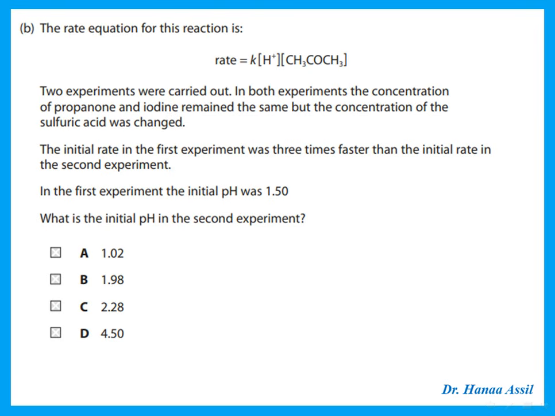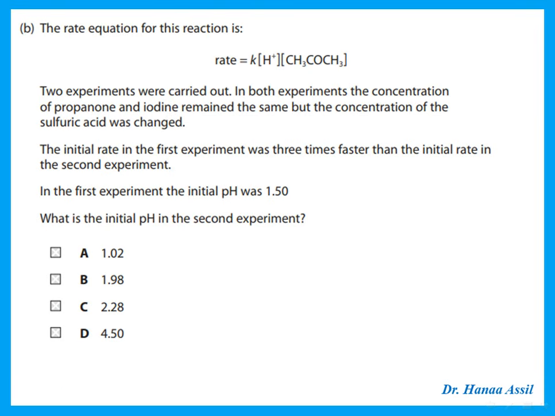The rate equation for this reaction is this, and he says 2 experiments were carried out. In both experiments, the concentration of propanone and iodine remains the same, but the concentration of acid was changed. The initial rate in the first experiment was 3 times faster than the initial rate in the second experiment. In the first experiment, the initial pH was 1.5. What is the initial pH in the second experiment?